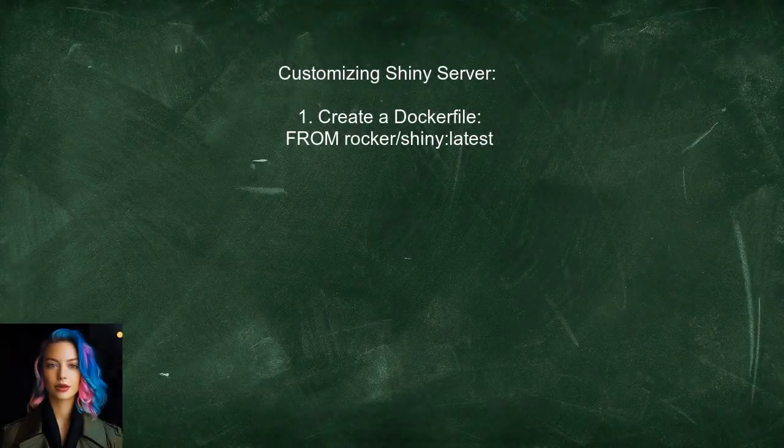If you want to customize your Shiny server further, you can create your own Dockerfile. Start with the Rocker Shiny image as your base. Your Dockerfile would look like this: FROM rocker/shiny:latest.